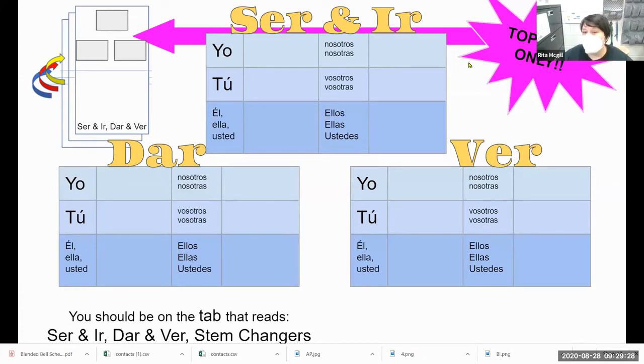Now, again, if you were in my class, Michaela and Jasmine, if you have your flip book, it looks a little bit different, but it's the same information, just in a different place. So don't worry about that part because you have all this. For ser and ir, those only have one verb box right there. Do you guys know why? It's the same thing.